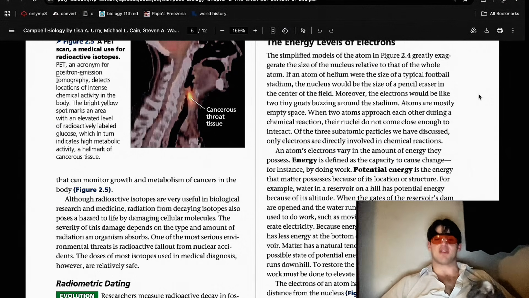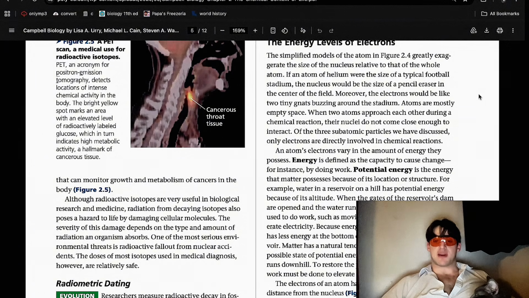So the rest of that field is just empty space. Atoms are mostly empty space. When two atoms approach each other during a chemical reaction, their nuclei do not come close enough to interact. Of the three subatomic particles that we have discussed, only electrons are directly involved in chemical reactions.